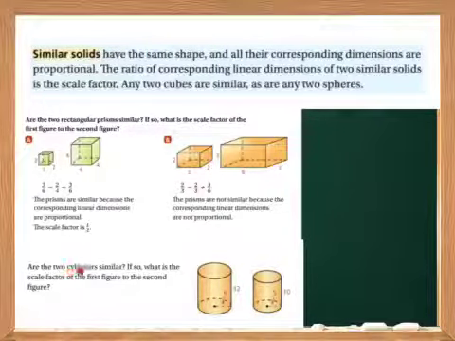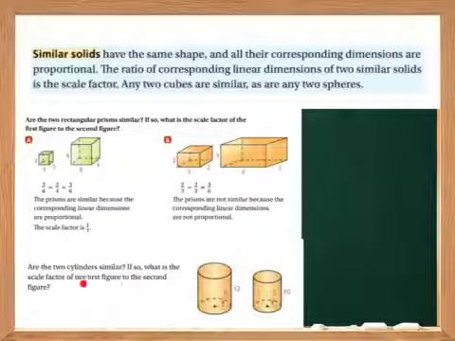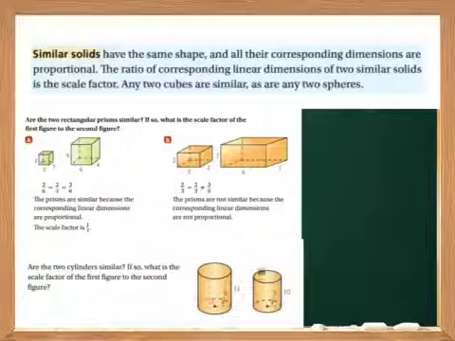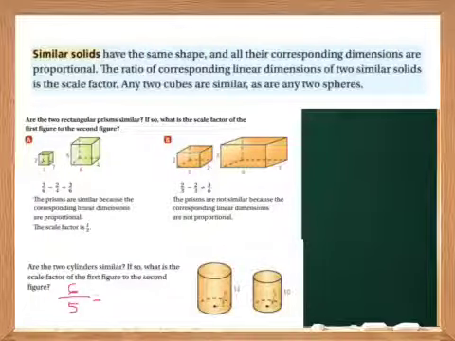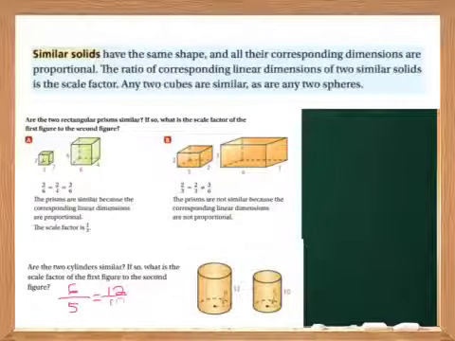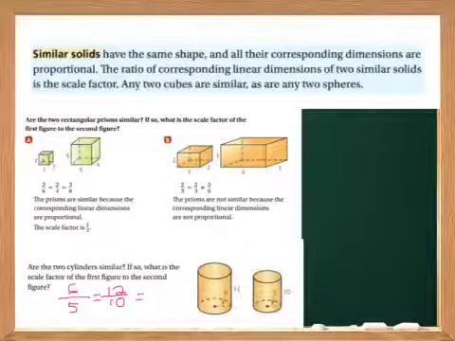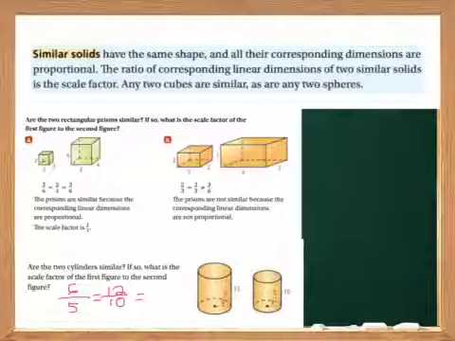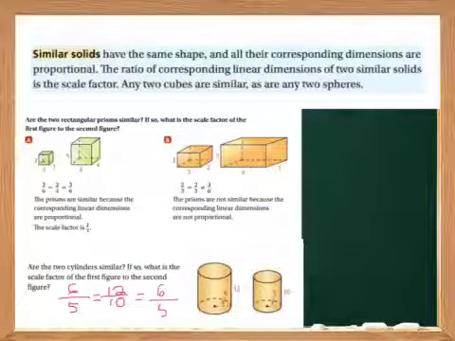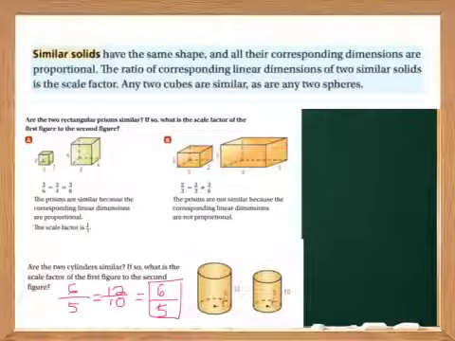Here we're being asked, are the two cylinders similar, and if so, what is the scale factor of the first figure to the second figure? Well, we would have to do radius over radius equals height over height. This reduces down to 6 over 5 as well, which means that the scale factor is going to be 6 over 5, or 1 1/5.